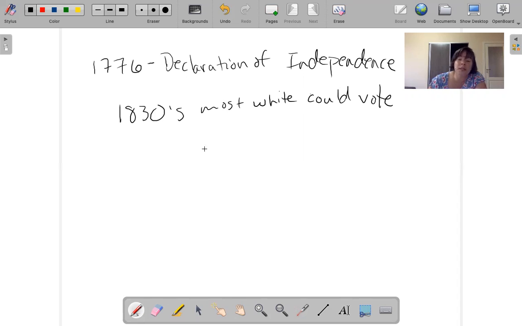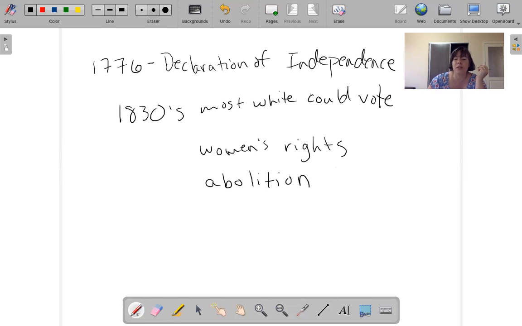There were two really major movements in the 1800s in America. One was women's rights, and one was abolition. Abolition is ending slavery. There was actually a war fought in the United States over slavery.